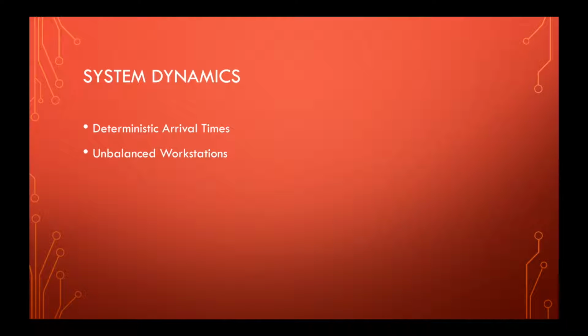The other major system dynamic we will deal with is a system with unbalanced workstations. These systems have an unequal number of machines running in parallel at each workstation, as well as each workstation having the potential for different processing times. You will see in some examples that these dynamics add some more difficulty to our system than you see in PennyFab 1.